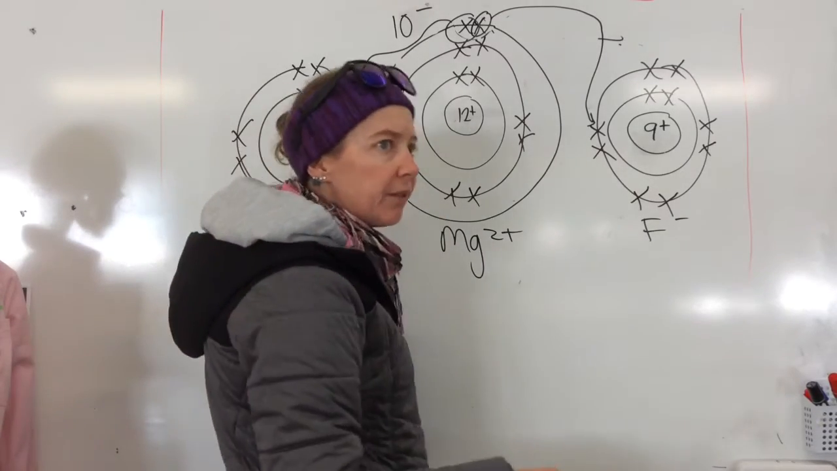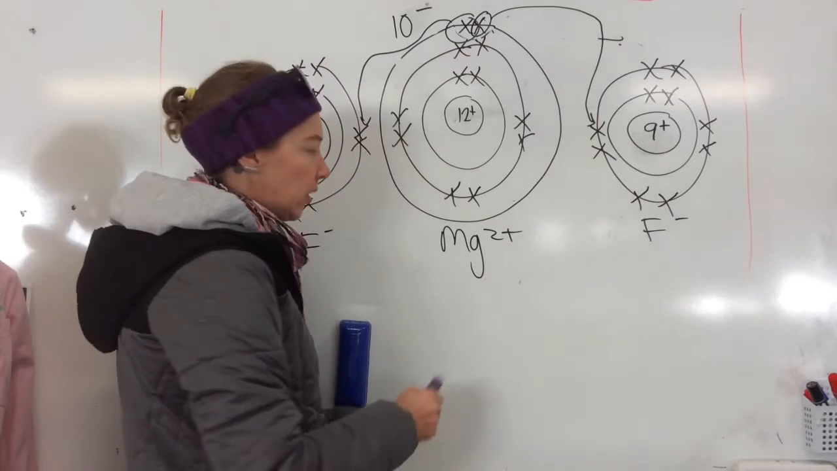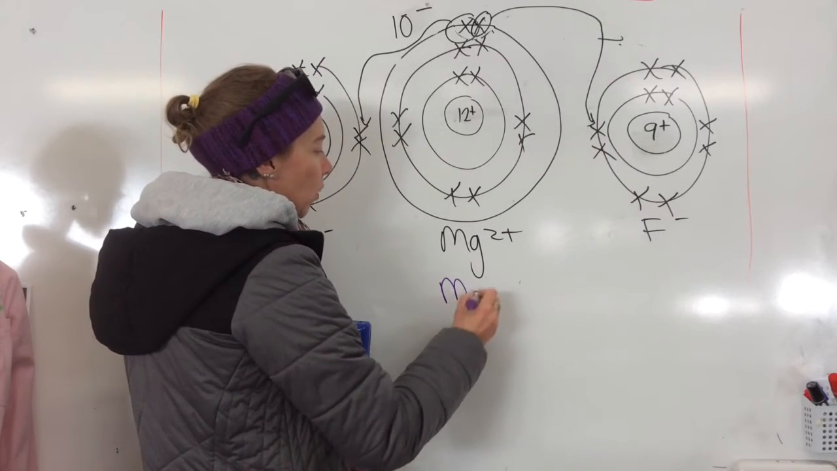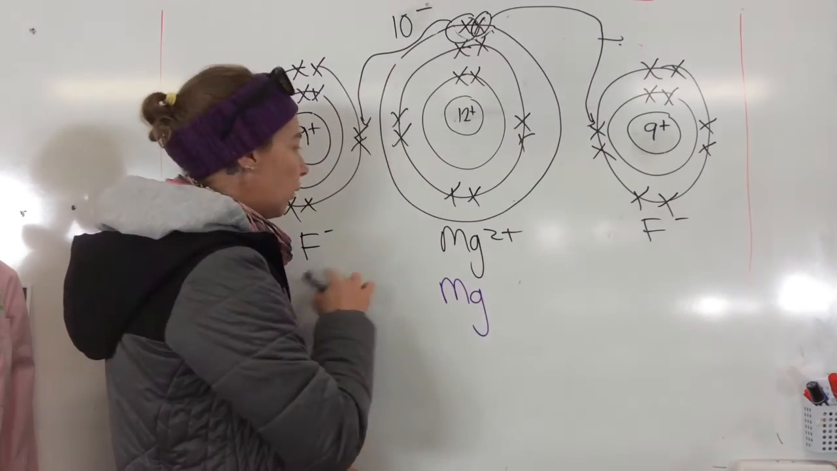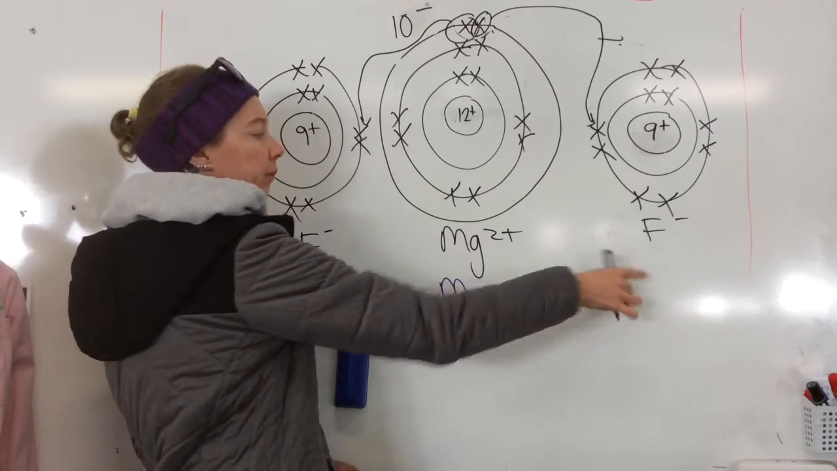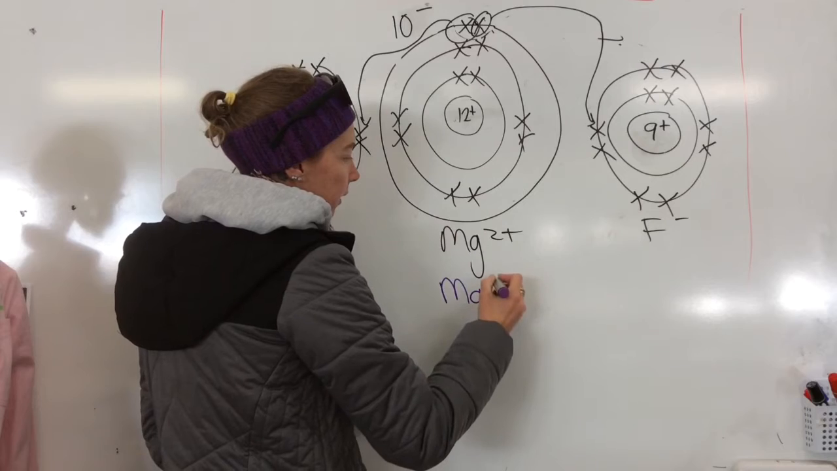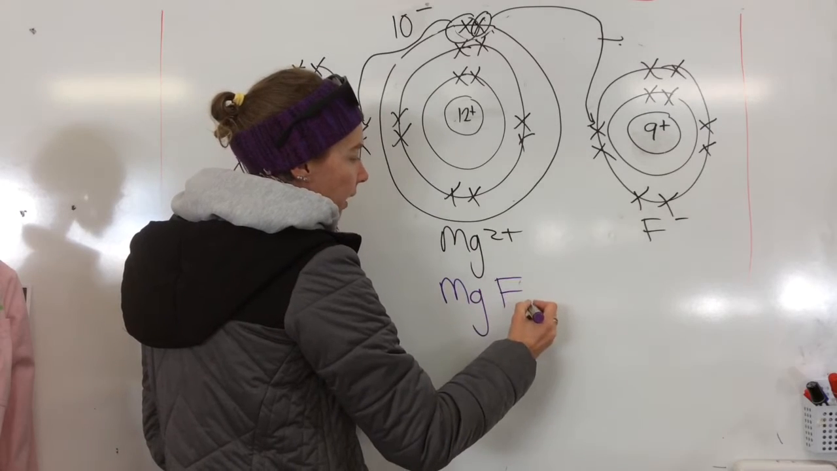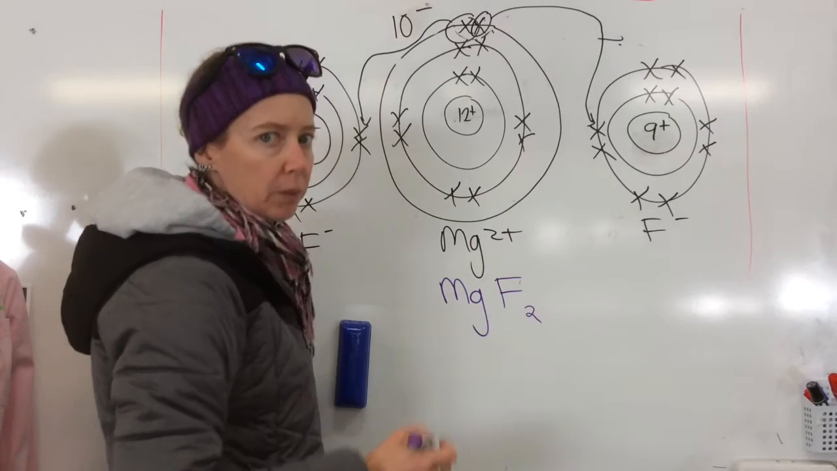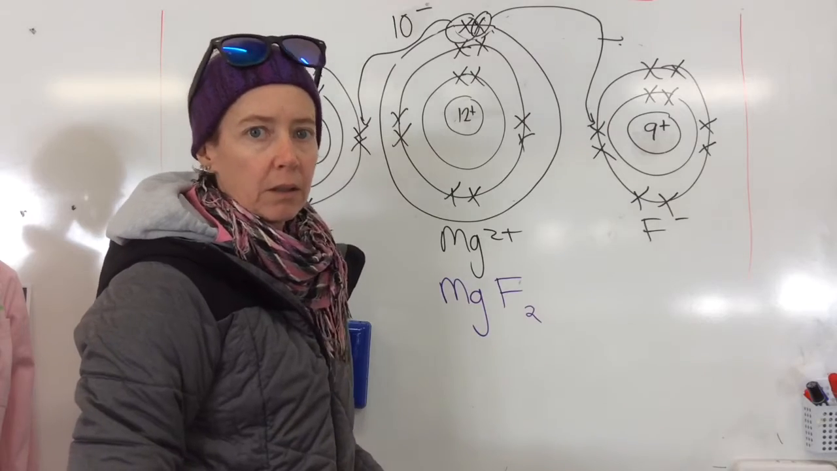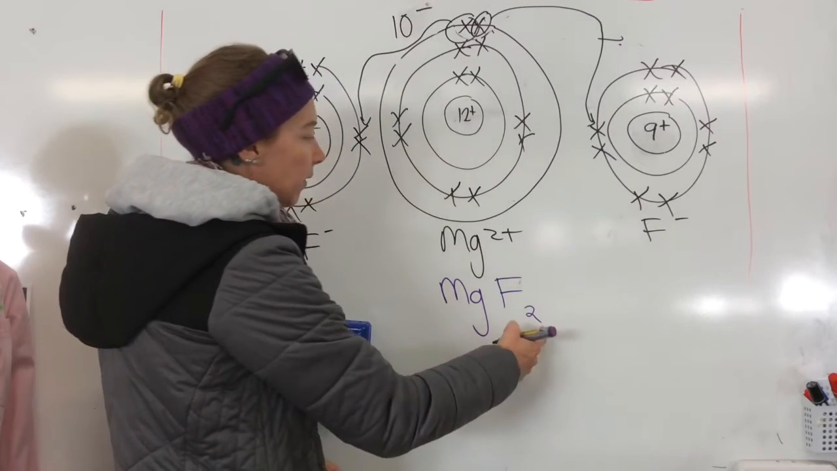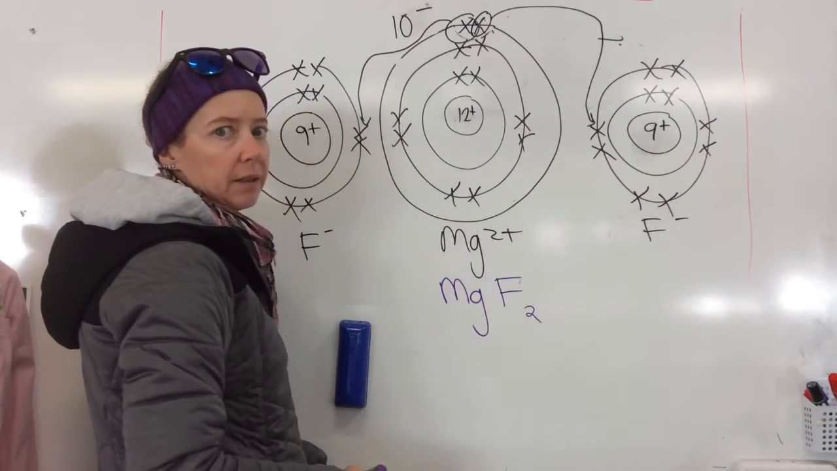Always put your positive first. Put your metal first, your cation. We have Mg, we've got 1 of them. How many fluorides have we got? 2. I hope you said 2. F, and we have 2 of them. So we subscript it. So Mg, and we have 2 fluorides.